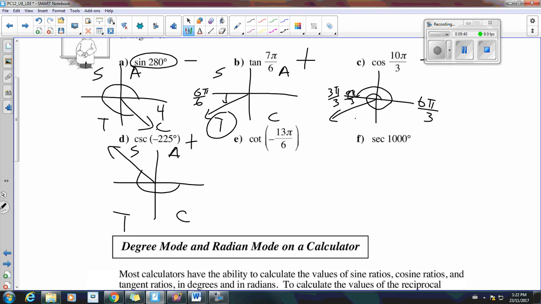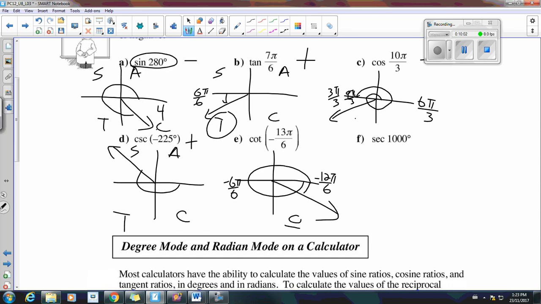Cotan of negative 13 pi over 6. Okay, well, if we start here, this would be negative 6 pi over 6. A full rotation would be negative 12 pi over 6. So we must be a little bit further and end up in this quadrant. So quadrant 4, is where cosine is positive. That means tangent must be negative, and if tangent is negative, cotan is also negative.